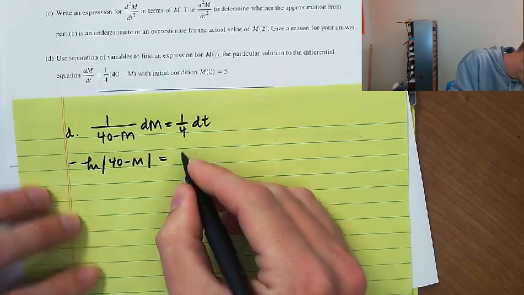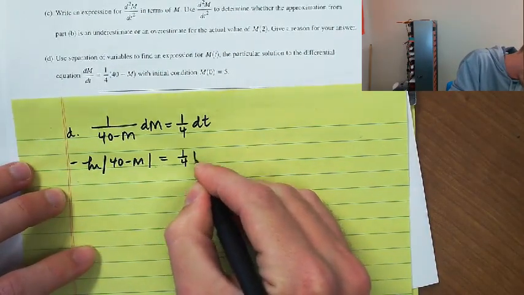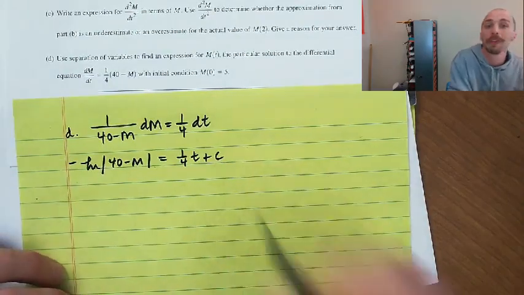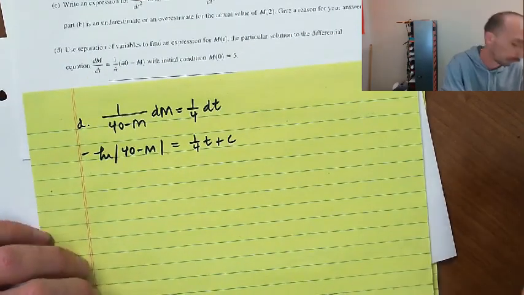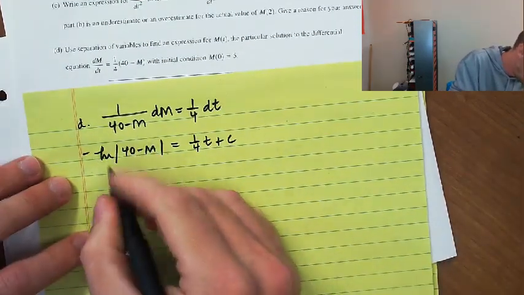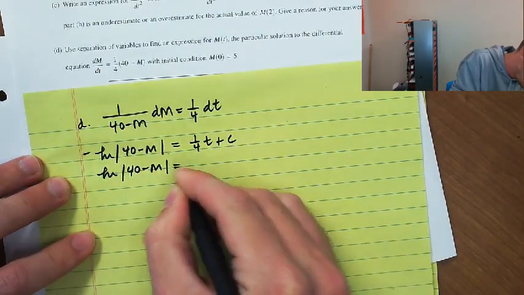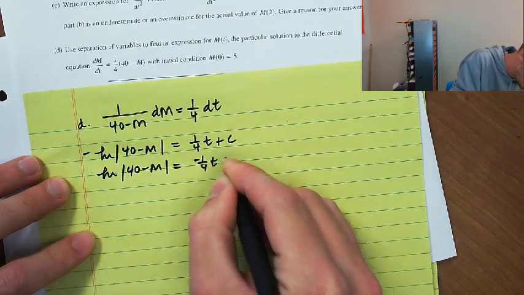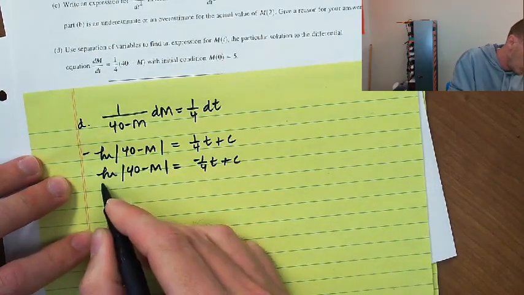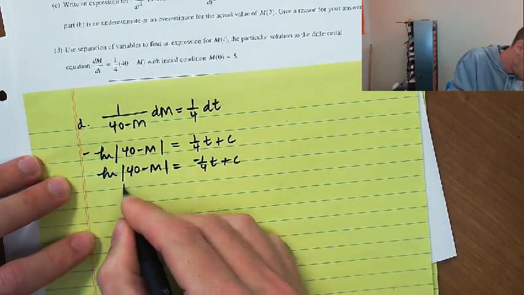An antiderivative for 1/4 with respect to t is 1/4 t. We put the c on the side with the independent variable. Now I'm trying to solve for m, so natural log of the absolute value of 40 minus m is going to equal negative 1/4 of t plus c. And then I'm going to get rid of the natural log by taking e to both sides' power.